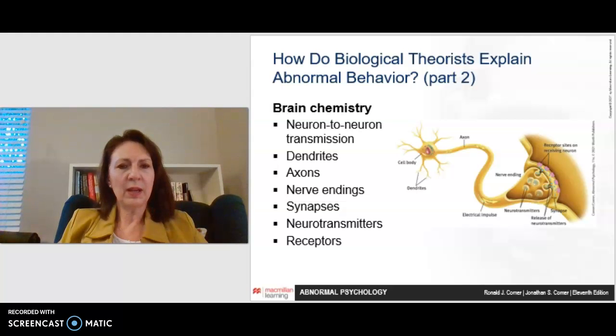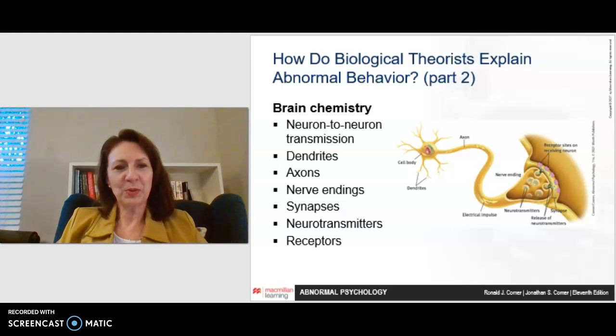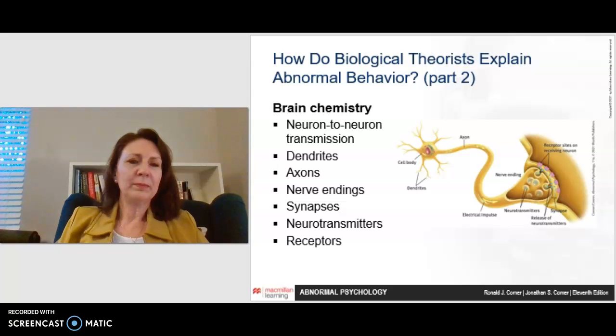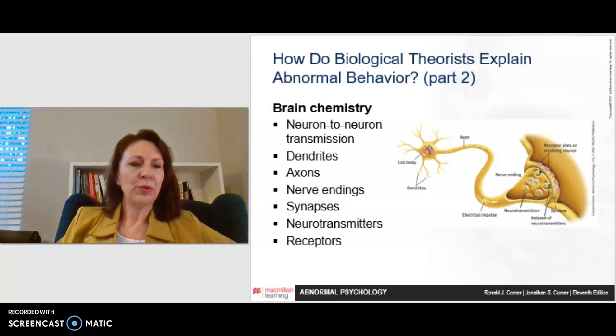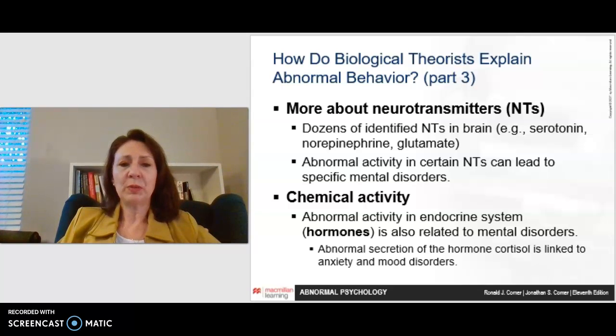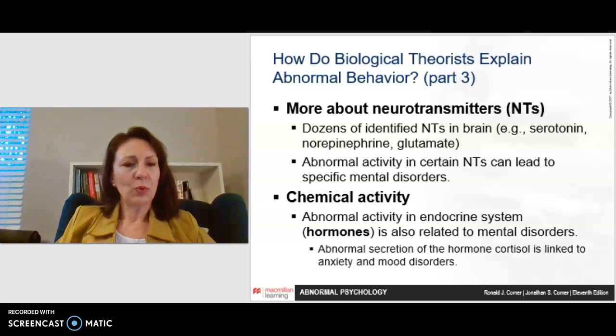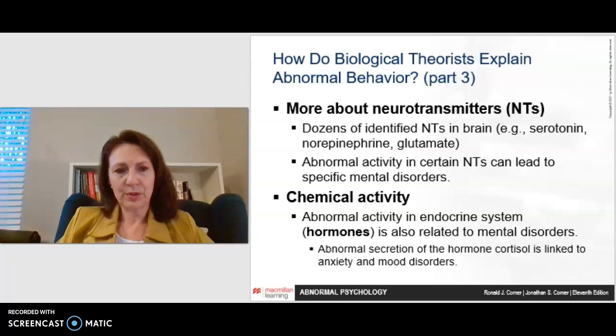Those get dumped out into the synapse, and then they are either kind of left in the synapse, or the next neuron receives them and takes them up into the next neuron. So there's a lot of focus on that for drug therapies, and there are literally dozens of neurotransmitters in the brain, but for our purposes, a lot of the time scientists look at serotonin, norepinephrine, and glutamate. And they look at the abnormal activity among these neurotransmitters to identify specific mental disorders.